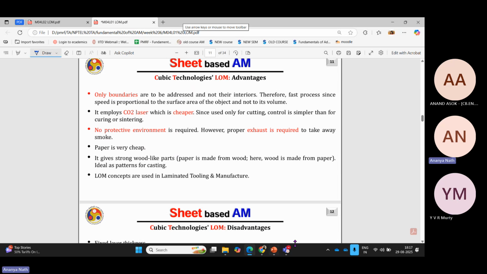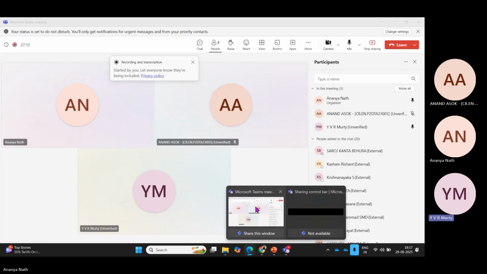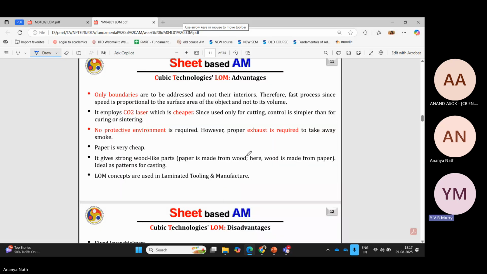Do you want to say anything? Yeah, actually, he told that the plane of the paper should be made inclined during lamination.